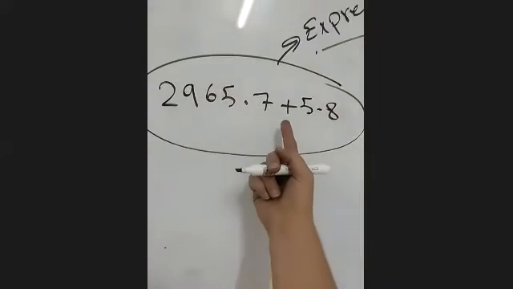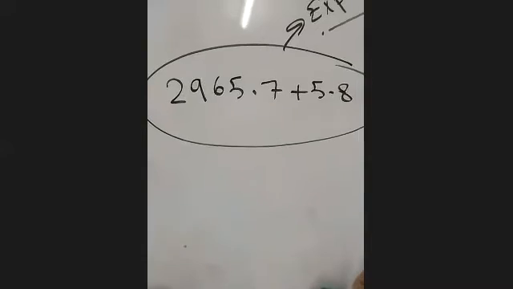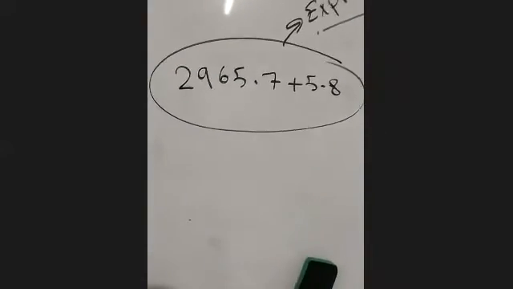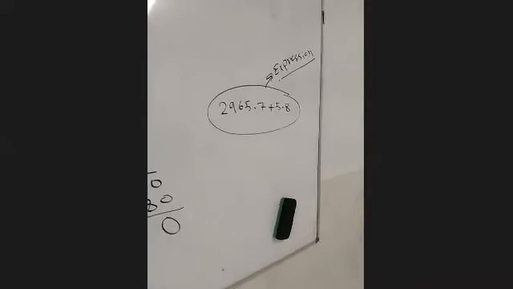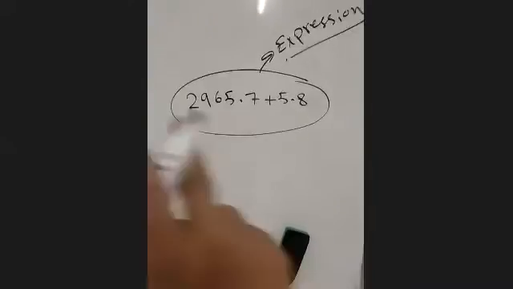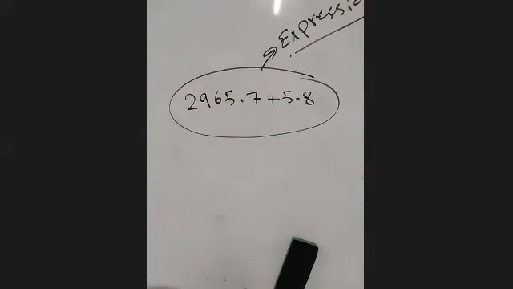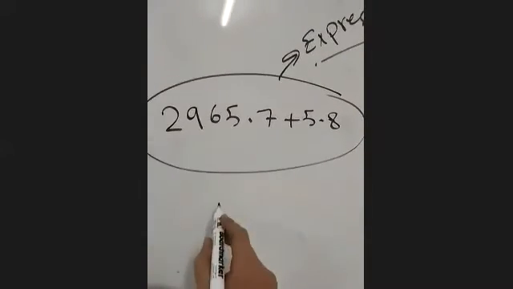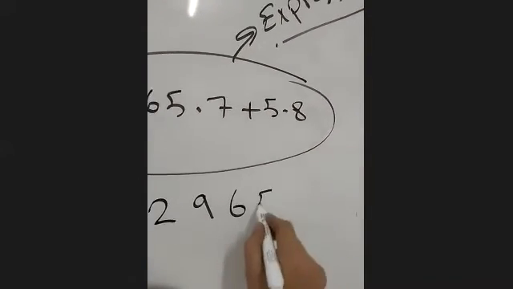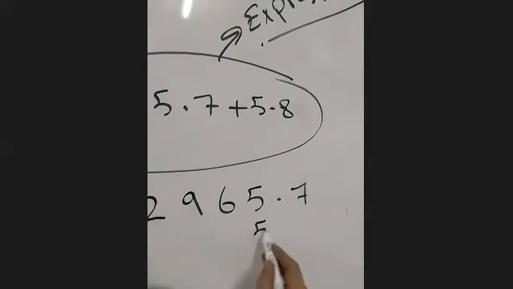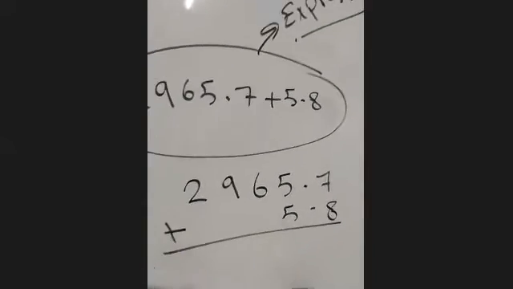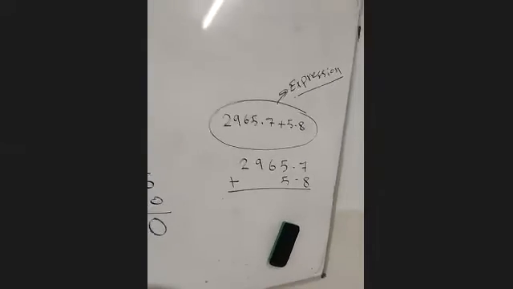Do you divide, or add? Add. You know how to add these two numbers? 2965.7 plus 5.8. Add, you are better than that.